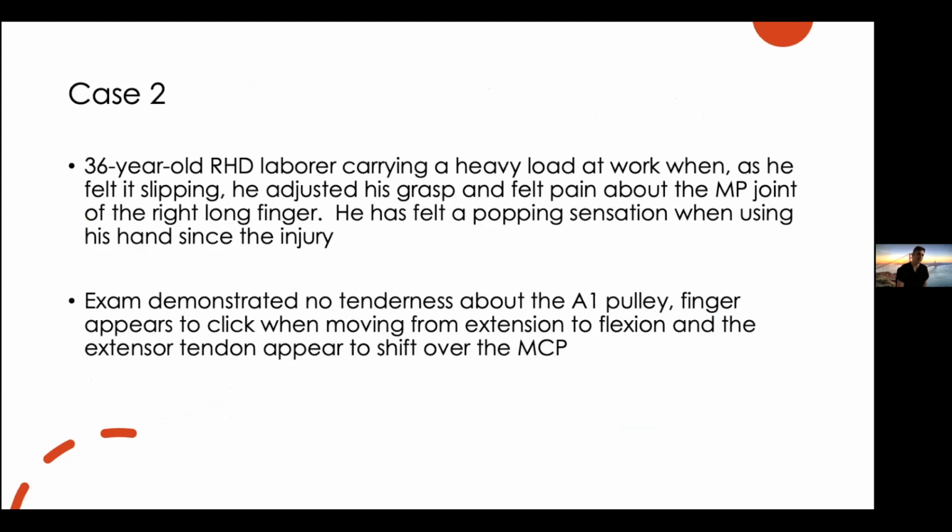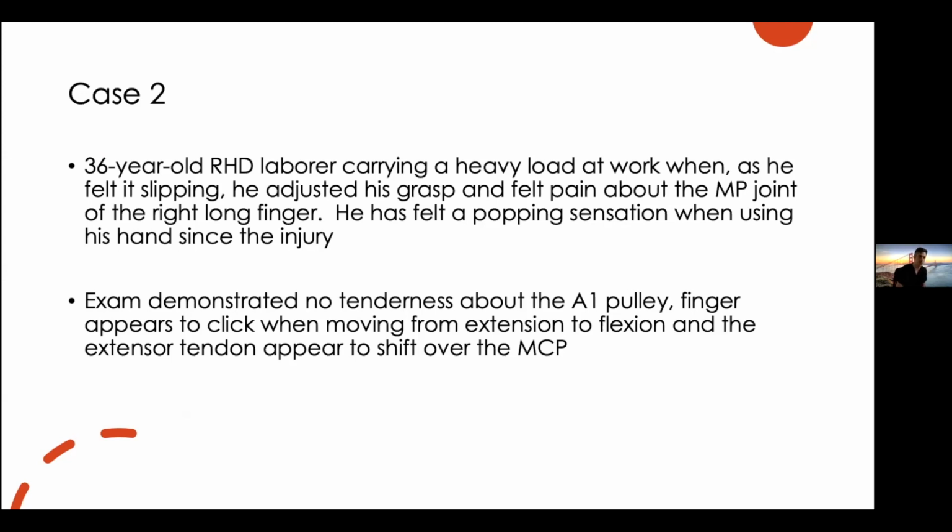All right, case 2. A 36-year-old right-hand dominant laborer was carrying a heavy load at work when, as he felt the load slipping, he adjusted his grip and felt pain about the MP joint of the right long finger. He's felt a popping sensation when using his hand since the time of the injury. Exam demonstrates no tenderness about the A1 pulley, and the finger appears to click when moving from extension to flexion, and the extensor tendon appears to shift over the MCP.